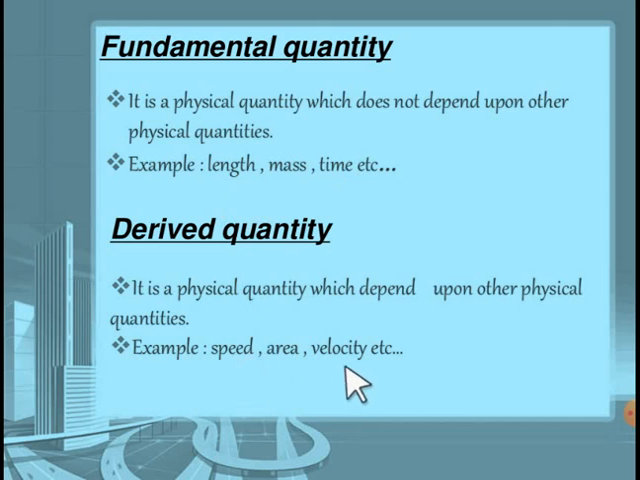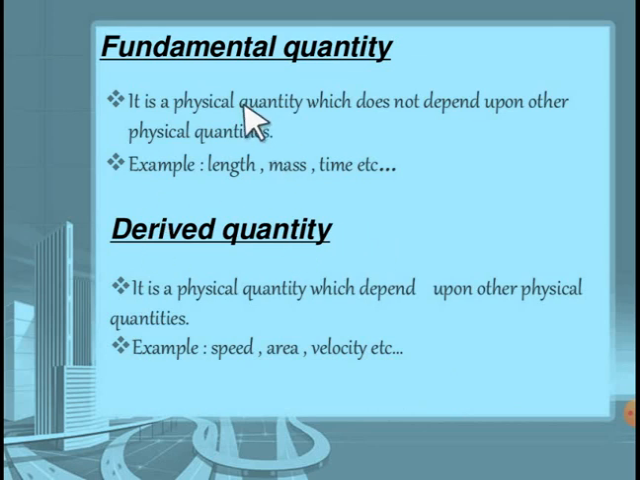Likewise, velocity is the same. Velocity means speed with direction. We call it velocity. So it may be acceleration, displacement, whatever it is. If it requires one or more fundamental quantities to express a given physical quantity, then that physical quantity we call a derived quantity.